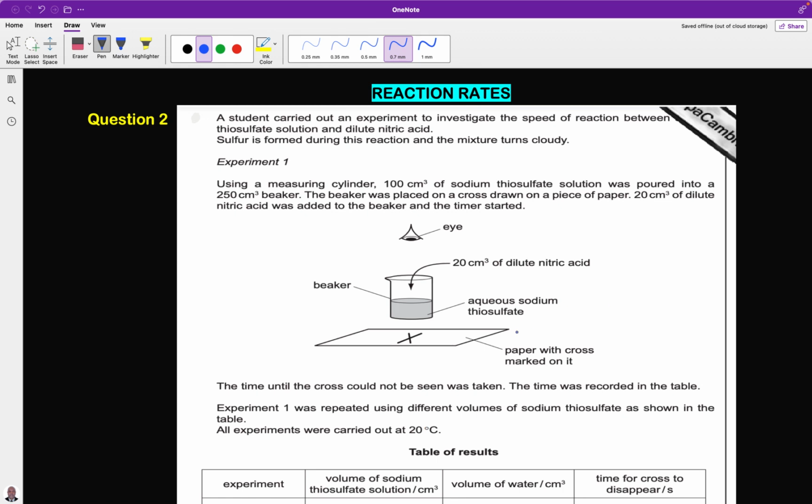You can observe it. That is how it is. This is the paper with a cross on it. This is the beaker with aqueous sodium thiosulfate and the acid that has been added to it. And you are observing from above to see when the cross will disappear. The disappearance of the cross is as a result of the formation of the precipitate here.